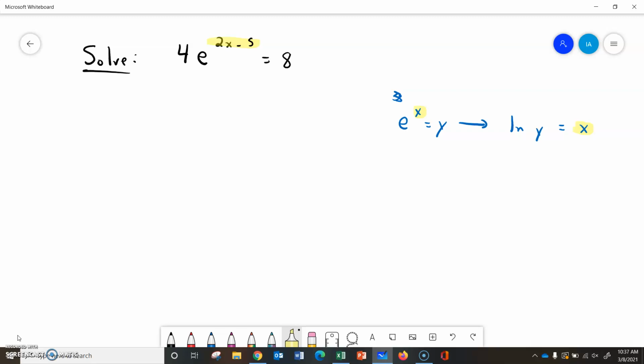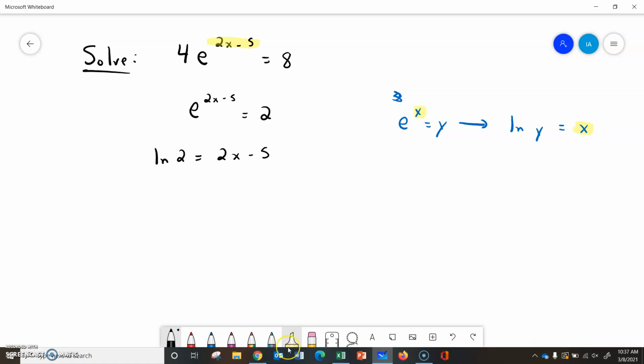What we don't have here is anything in front of that e, so we're going to start off by dividing by the 4, and that will give me e to the 2x minus 5 equals 2 when I divide 8 by 4. So now I'll convert it to that log form. So it'll be natural log of 2 equals 2x minus 5.